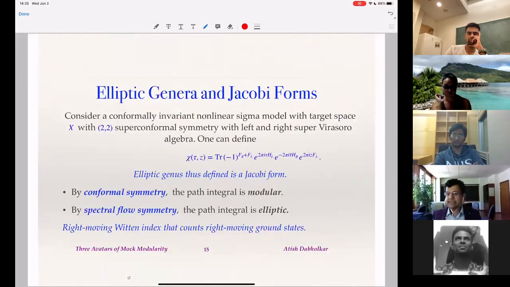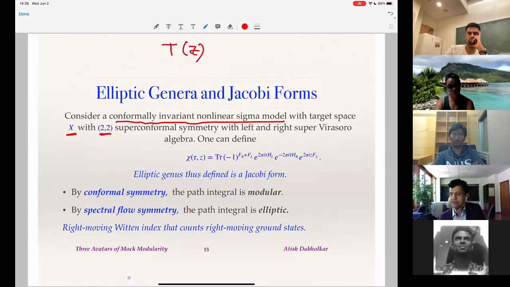And it appears in quantum field theory and in topology in the context of elliptic genera, because you can define, if you take a conformally invariant nonlinear sigma model with target space X, let's say, with (2,2) superconformal symmetry, then (2,2) superconformal symmetry means that you have, on the left, a Virasoro algebra generated by T(z), but you also have a current J(z). And similarly for the right movers.